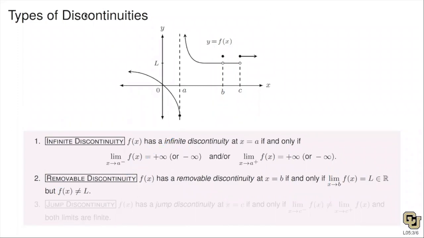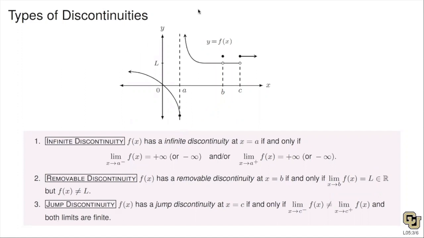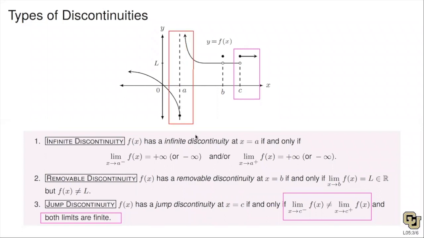Our third and final type of discontinuity is called a jump discontinuity. This is when both limits are finite, but they're not equal. And so we have a jump right here. You can see the limit from the left exists, the limit from the right exists, but they're not equal. There's a jump. For the infinite discontinuity and the jump discontinuity, there's nothing we can do about it. The function stays broken.